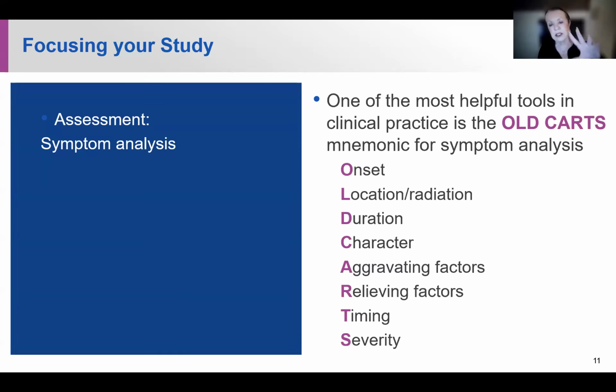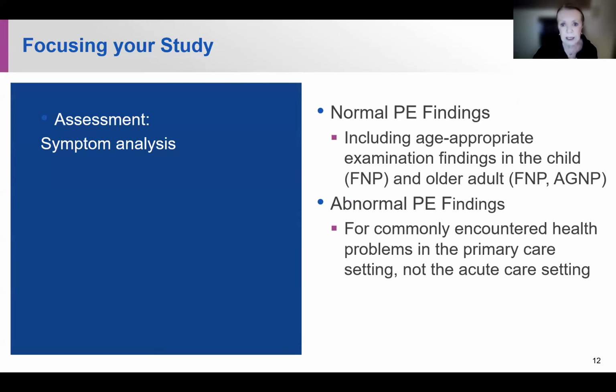And what I always do, the old CARTS mnemonic doesn't allow me to do this, but I always put timing, timing, timing. Anything that has to do with timing, I always start with that because that will bail you out so often in your clinical practice.